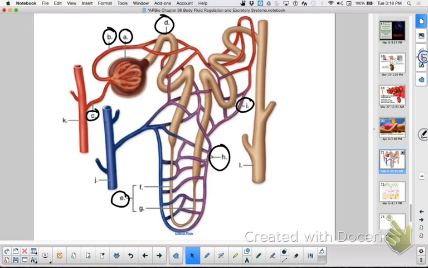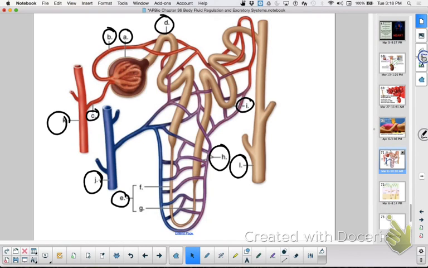Oh, good job. Renal vein. What could you tell me about the blood in the renal vein? It's clean. Clean and deoxygenated. Okay, J, K, that is the renal artery. And what could you tell me about it? Dirty but oxygenated.